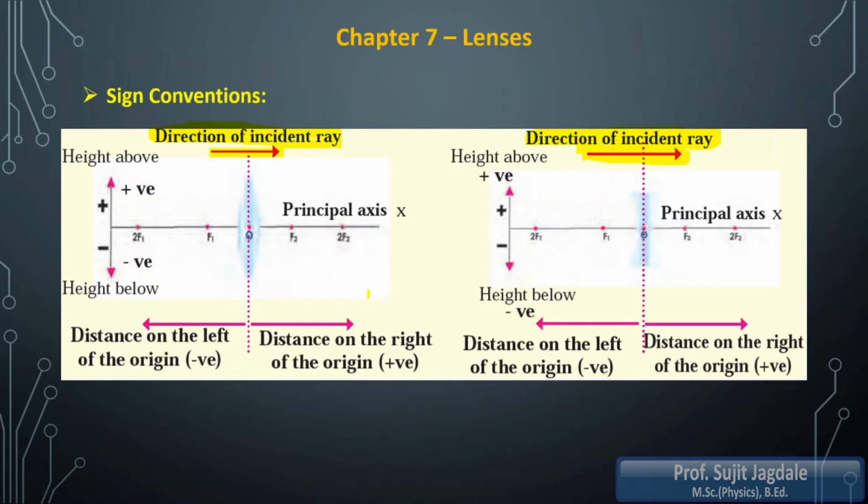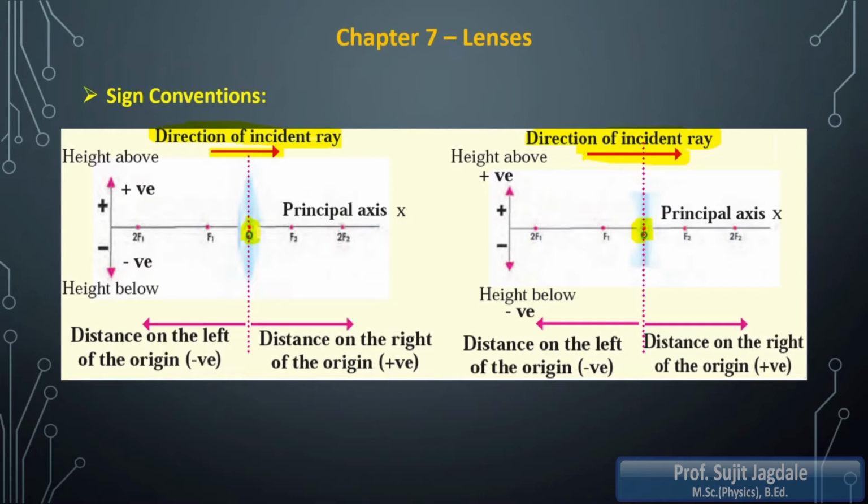quantities or different terms we have to measure, and in order to measure these values we have to follow one certain sign convention, and that sign convention is that all the distances should be measured from the origin, that means the optical center O, either it is a convex lens or it is a concave lens. So whether you are taking a convex lens or a concave lens, in each and every case we have to measure all the distances from the optical center O.